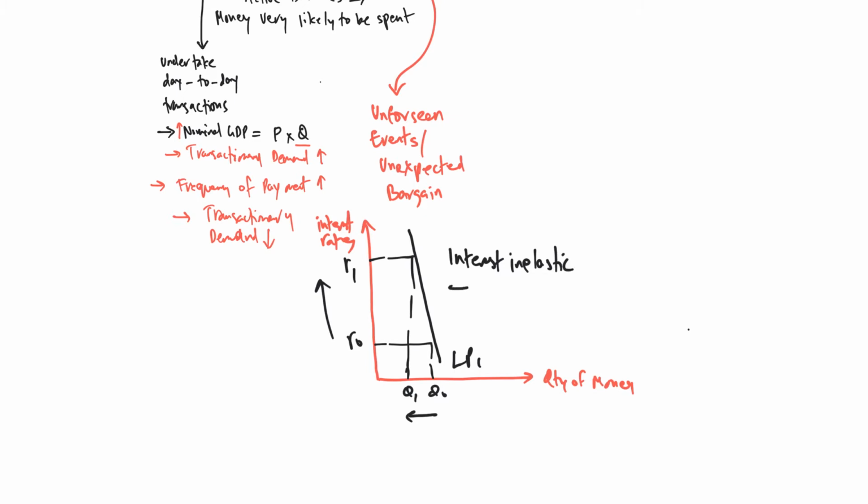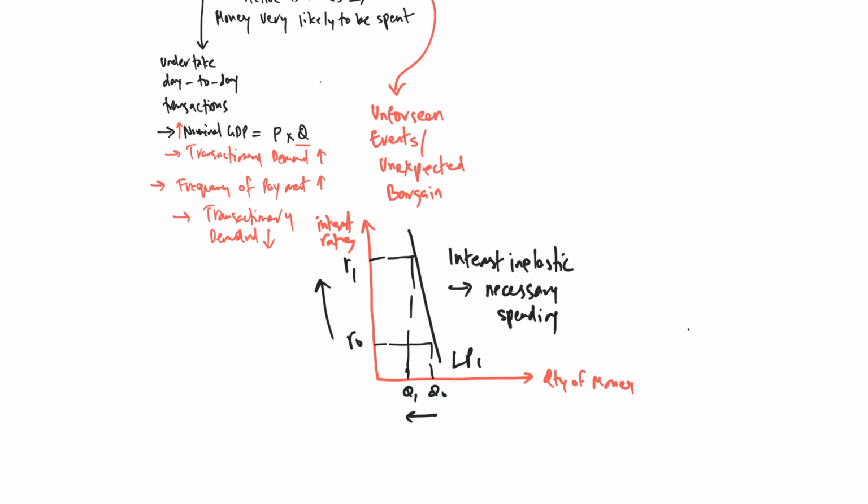And the reason why it's interest inelastic is because it is like your necessary spending. So you can't be worried about the interest rate going up too much, because you know that you need this money anyway. So all the active balances, because they're very likely to be spent, are very interest inelastic.